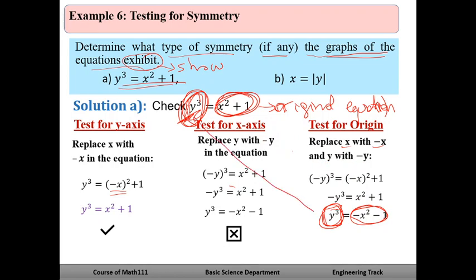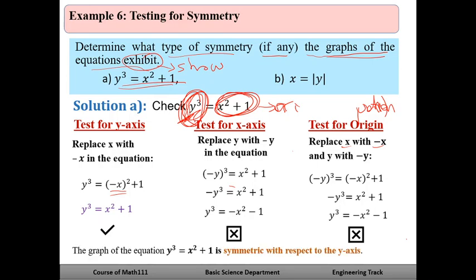So you see, these are the same, but these are not the same. So they are not equivalent equations. For this reason the test fails. So we say the graph of y cubed equal to x cubed plus x squared plus 1 is symmetric with respect to the y-axis only.